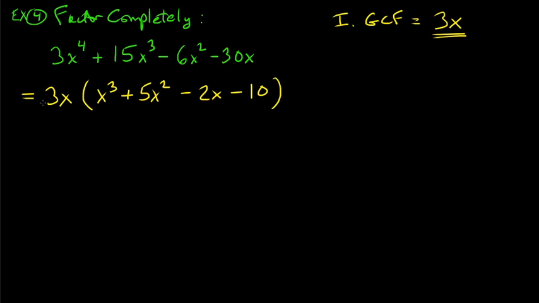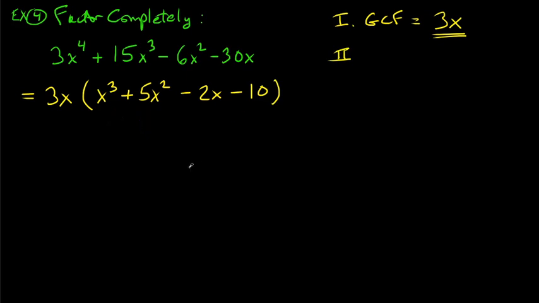Okay. Right. Now, are we done? Well, we did factor out the GCF, right? And to be fair, everything else here, the GCF would be 1. They have nothing else in common in these 4 terms. However, there's still 4 terms, right? 1, 2, 3, 4 terms.